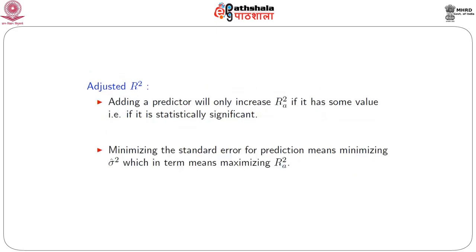So, under adjusted R squared, adding a predictor will only increase R squared subscript A if it has some value, that is, if it is statistically significant. And minimizing the standard error for prediction means minimizing sigma hat squared, which in turn means maximizing R squared subscript A, or the adjusted R squared.